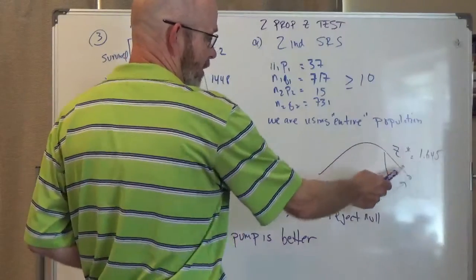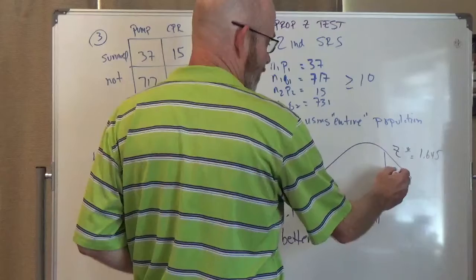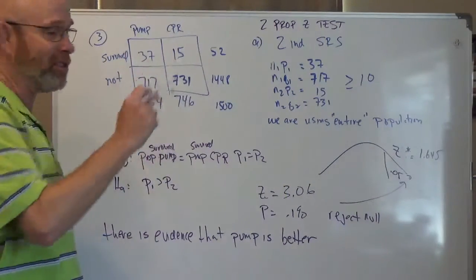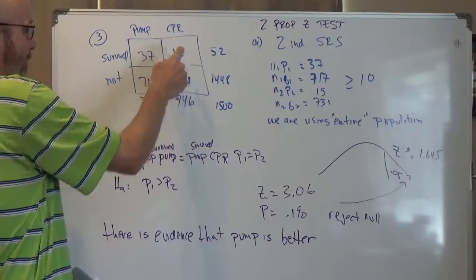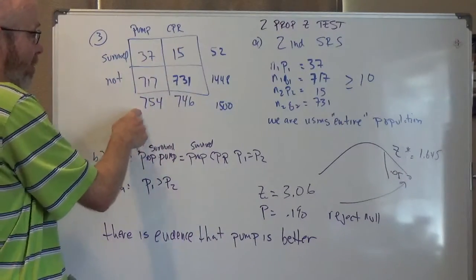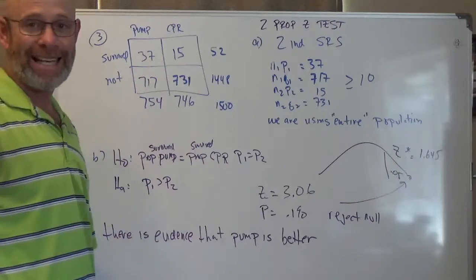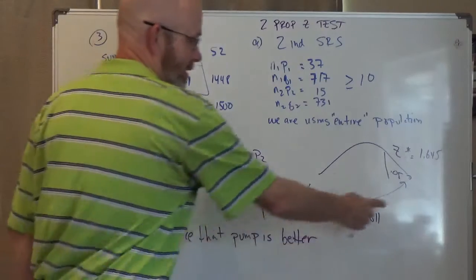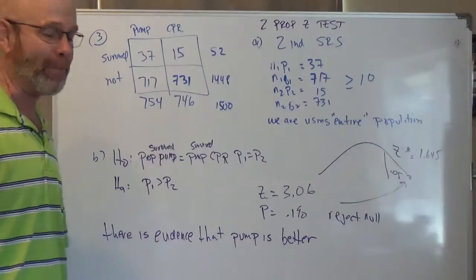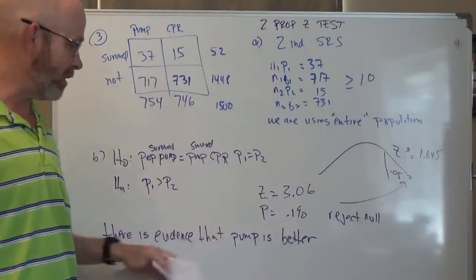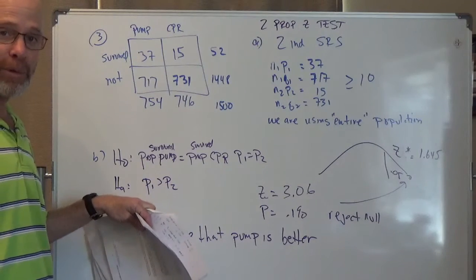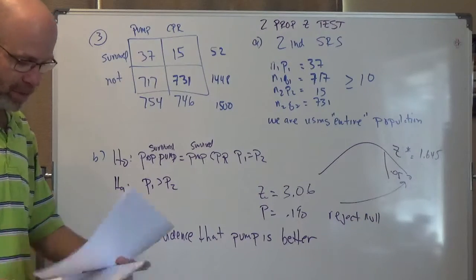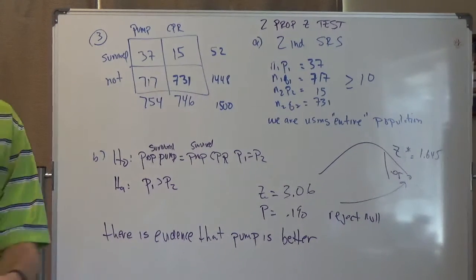So critical value, all 5% over here, so that's a 1.645 critical value. I just ran the test. For 2 proportions, easiest, I just typed in 37, 7, 54, sorry, 15, 7, 46. I got a test statistic of 3.06. Very, very small p-value, 0.1%. I'm over in the rejection region, so I'm going to reject the null hypothesis. Since I'm rejecting the null hypothesis, there is evidence that the first proportion is greater than the second proportion, or evidence that the pump is better.